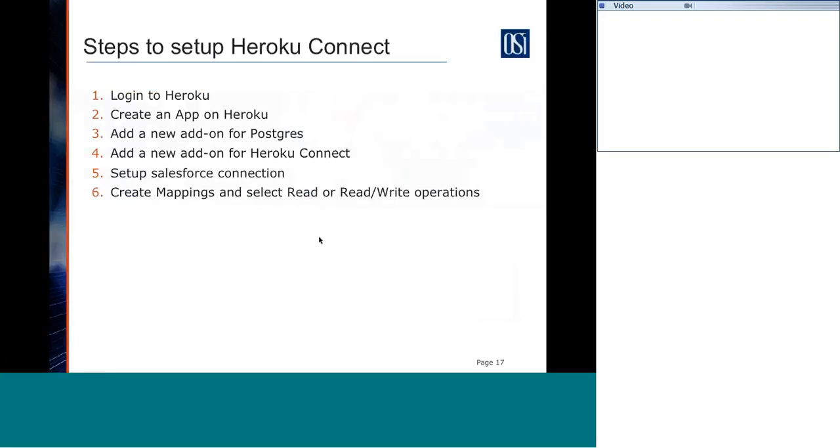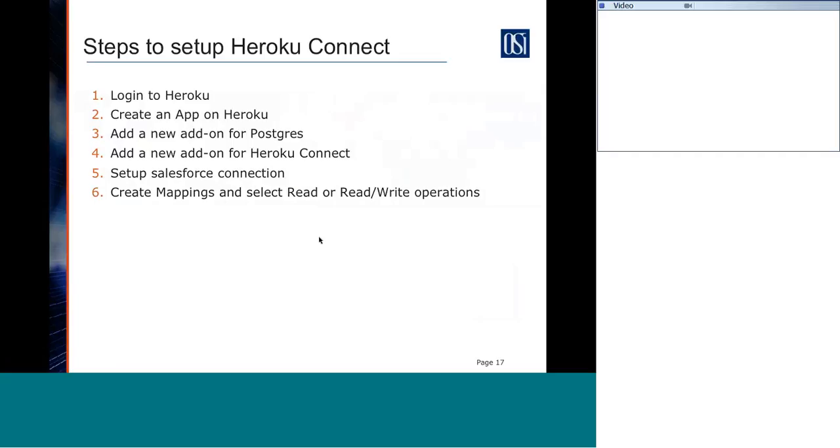So these are some of the high-level steps that we did to set up Heroku Connect. We logged into Heroku. If you don't have a Heroku account, you can use a Dev Heroku account. It's available for free for usage. Then we created a new app on Heroku, and we can create around 5 apps on the free dev account. Then we added a new Postgres add-on, and then we added a new Heroku Connect add-on.